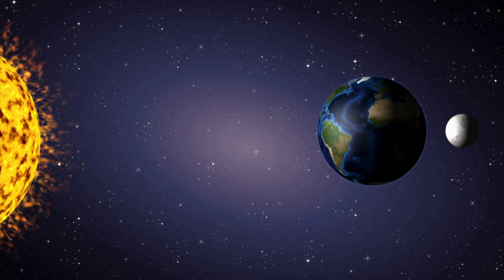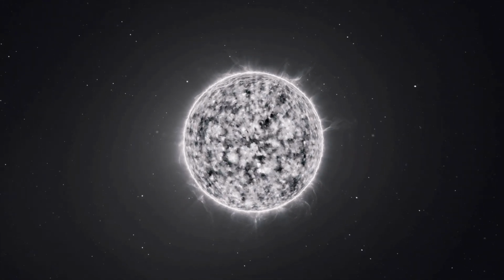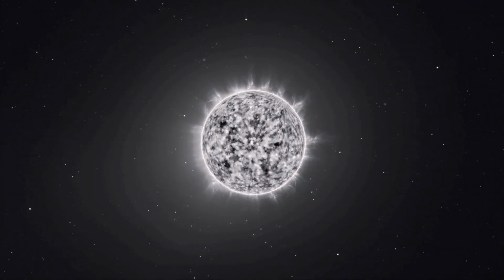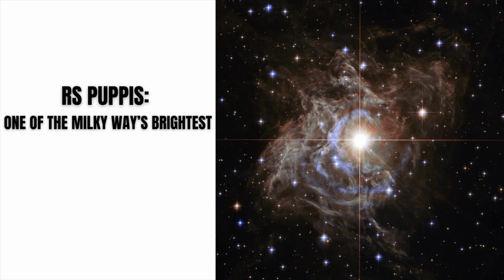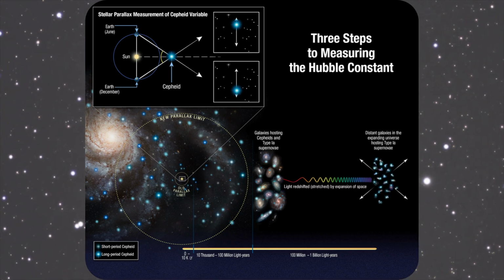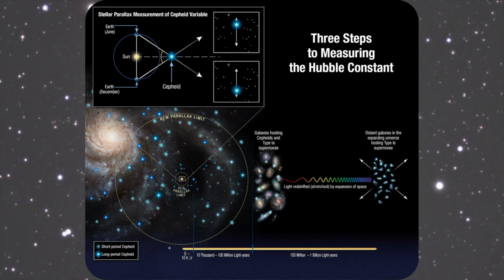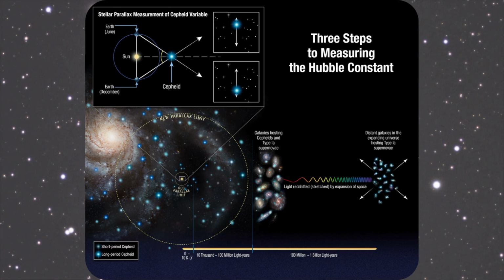Then you calibrate objects that act like standard light bulbs in space, objects whose true brightness can be inferred. If you know how bright something really is, its apparent dimness tells you how far away it is. A primary class of these standard candles is Cepheid variable stars. Cepheids pulse. The time between their pulses is tightly linked to their true luminosity. Measure the rhythm, and you know the bulb's wattage. Cepheids can be seen in nearby galaxies, not across the whole universe, but far enough to calibrate the next rung.